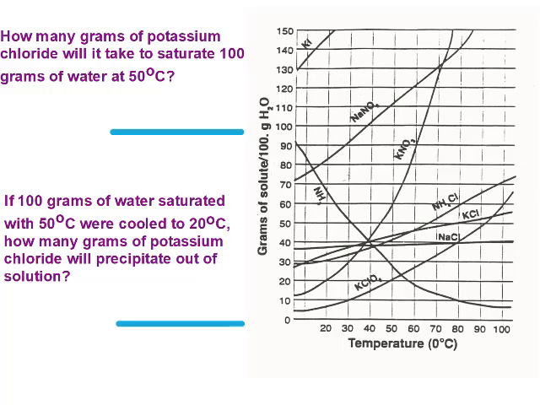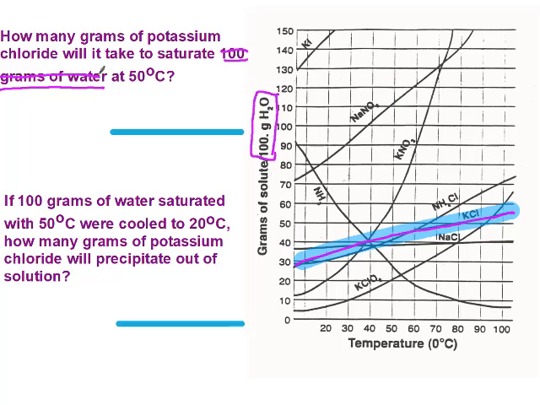For this first one, it says how many grams of potassium chloride. So potassium chloride, we find that line. So we're only looking at that one. To saturate 100 grams of water. If we look at our chart, it's how many grams of solute, in this case potassium chloride, for every 100 grams of water. Sometimes people get confused because they see that 100 grams of water and they think they have to do something with that. As long as these match, then we can ignore the 100 grams of water.